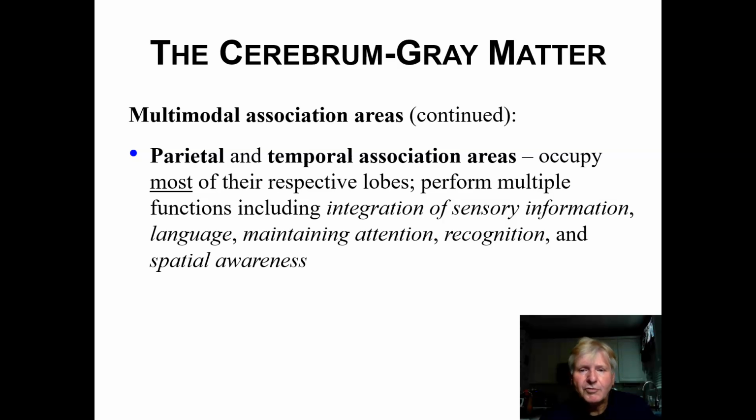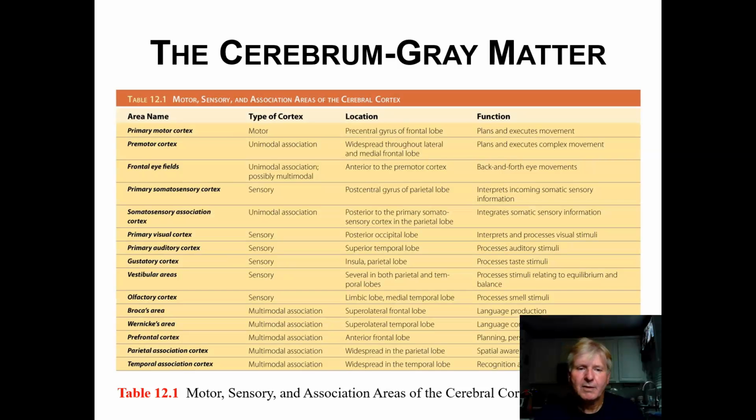Parietal and temporal association areas are multimodal areas that occupy those respective lobes. Some of the functions include integrating sensory information, language, maintaining attention, recognition, and spatial awareness. So this is a summary of your motor, sensory, and association areas of the cerebral cortex. I'll let y'all review that.